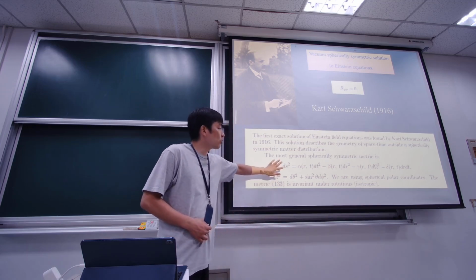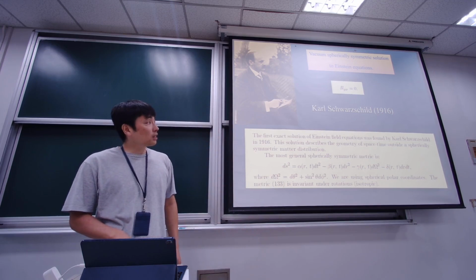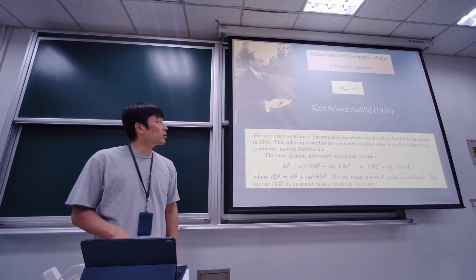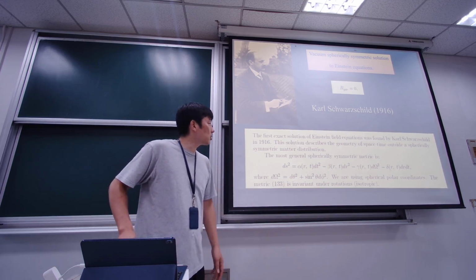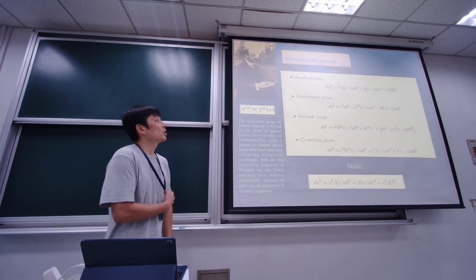And then here is what Schwarzschild wrote. The paper of Schwarzschild: R_mu_nu equals 0, with spherical symmetry, and he derived his famous solution.